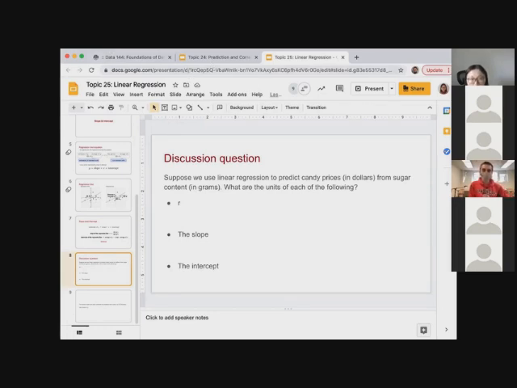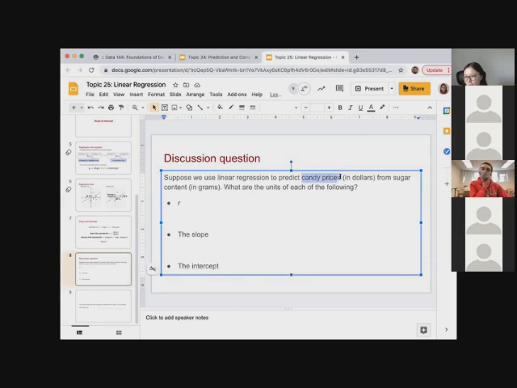Maybe in the chat, if you don't mind. Let me ask a quicker question. If I look at Y, the candy prices in dollars, my question for you is, what's the unit of it? Is it no units, or is it dollars, or is it anything else? If you can type in the chat, we can get the discussion rolling.